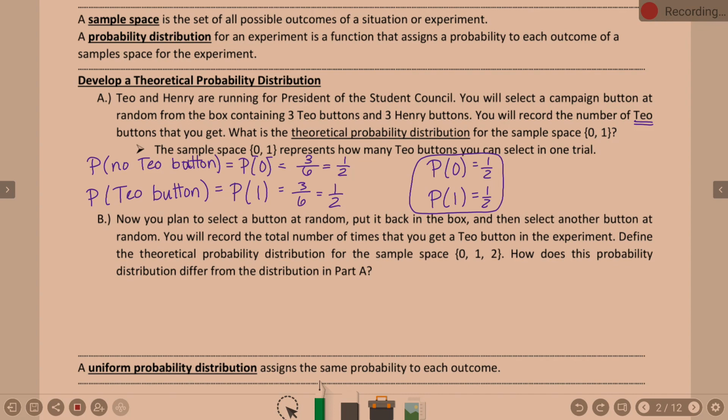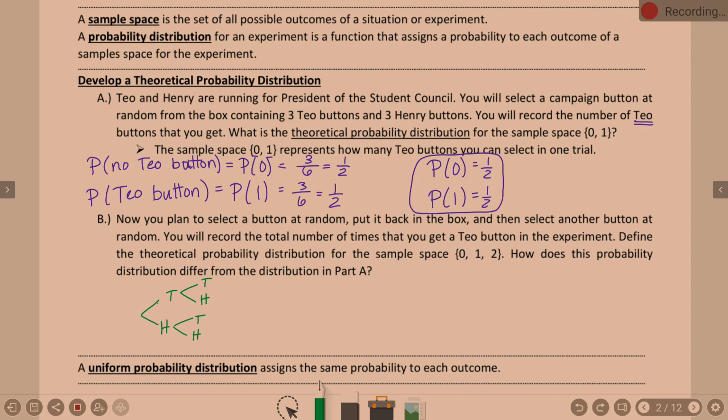Not saying you need this, but I'm going to think tree diagram real quick. On my first draw, what could I possibly get? Okay. I could get TO or Henry. If I draw the TO button the first time, what could I get the second time? I put it back so I could get TO or Henry, yes? What if I got a Henry button the first time? What could I get the second time? TO or Henry. Okay, that's my 2 draws.